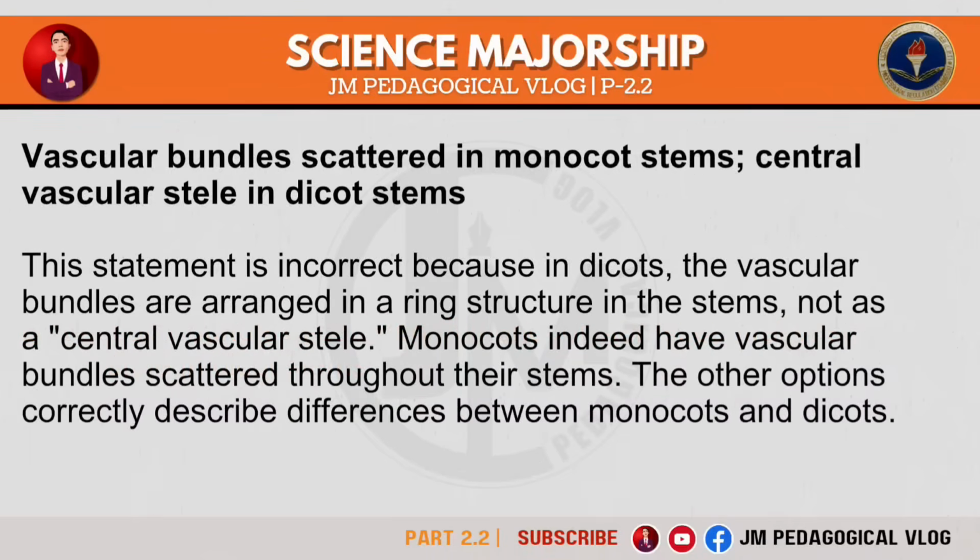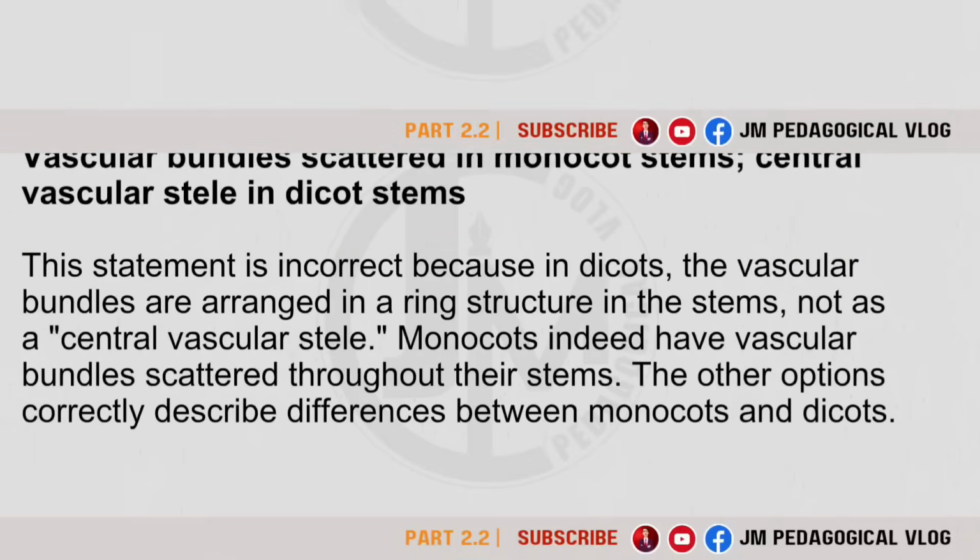This statement is incorrect because in dicots, the vascular bundles are arranged in a ring structure in the stems, not as a central vascular stele. Monocots indeed have vascular bundles scattered throughout their stems. The other options correctly describe differences between monocots and dicots.